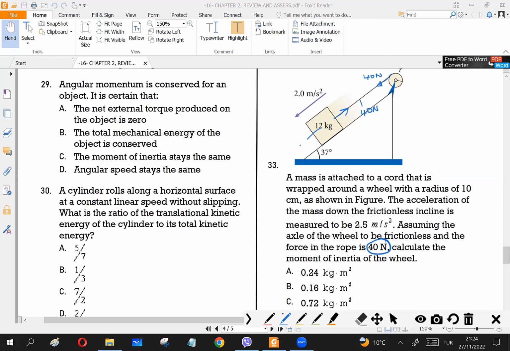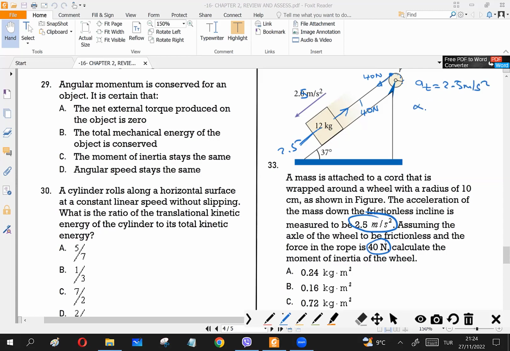And I know that the linear acceleration of this mass is given in the question as 2.5. It is at the same time the tangential acceleration of this point on the wheel, because the wheel is attached to this mass. The mass is accelerating with 2.5, which means this point also must accelerate with the same linear acceleration, which in rotational motion is called tangential acceleration. And this point, the rim of the disk, will have a tangential acceleration equal to 2.5 meter per second squared.